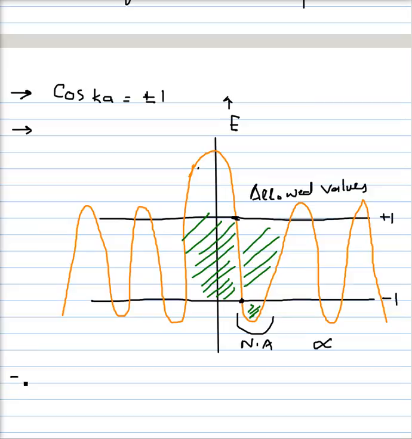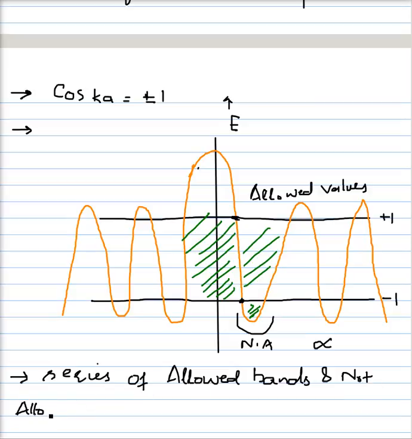So by plotting this, we'll have a series of allowed bands and not allowed bands. So why not allowed? Because these bands fall outside plus 1 or minus 1.